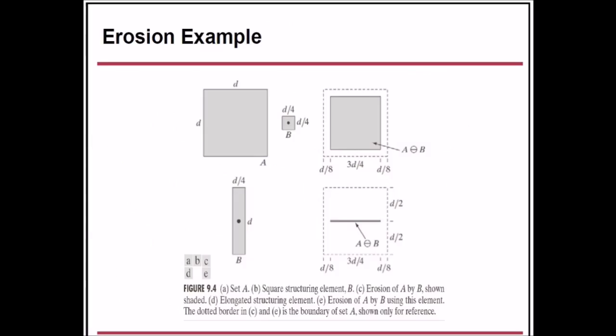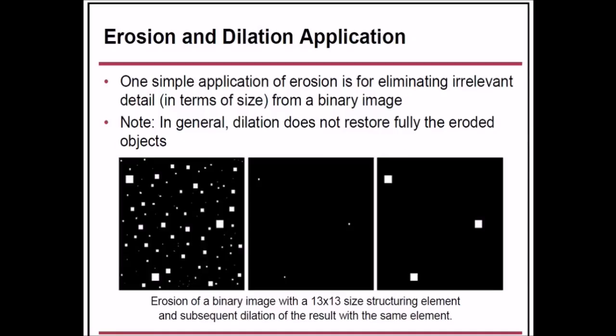So this is the erosion example. This is set A, this is the structuring element, and this is the erosion of A by B, shown as eroded. And D is the elongated structuring element, and this is the erosion of A by B using the same element. So the dotted border in C and E is nothing but the boundary of set A, which was the actual set, shown only for reference.